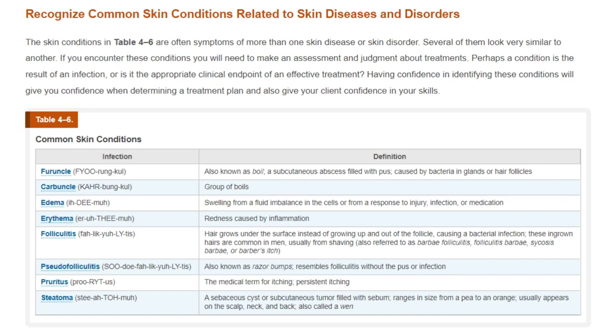The skin conditions in Table 4:6 are often symptoms of more than one skin disease or skin disorder. Several of them look very similar to another. If you encounter these conditions, you will need to make an assessment and judgment about treatments. Perhaps a condition is the result of an infection, or is it the appropriate clinical endpoint of an effective treatment? Having confidence in identifying these conditions will give you confidence when determining a treatment plan and also give your client confidence in your skills. Table 4:6.